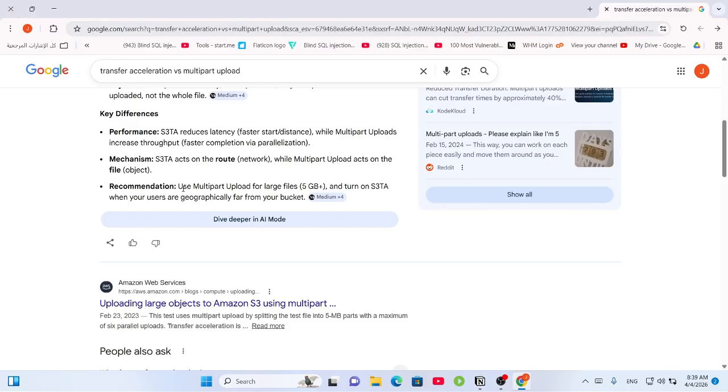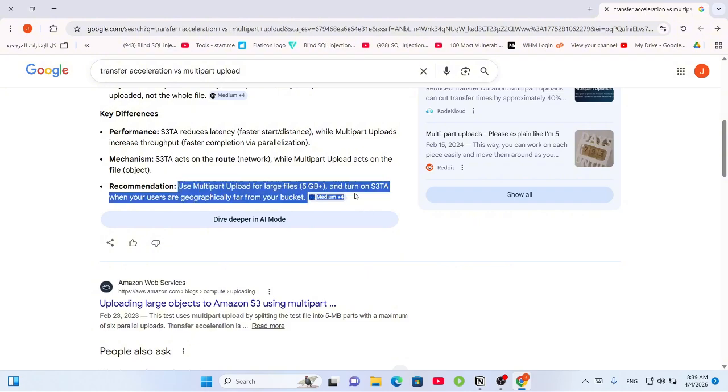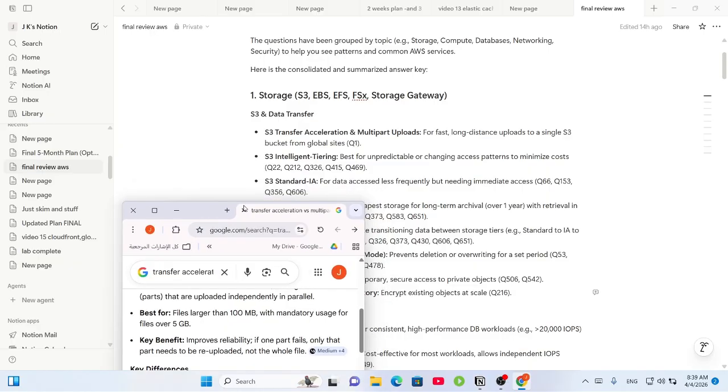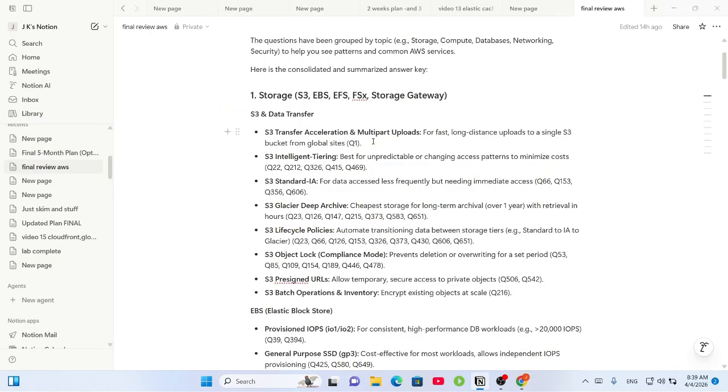Basically, they are used together: use multi-part upload for large files greater than 5 GB and turn on S3 Transfer Acceleration if the sources are in different geographical locations. So, the second question is S3 Intelligent-Tiering.